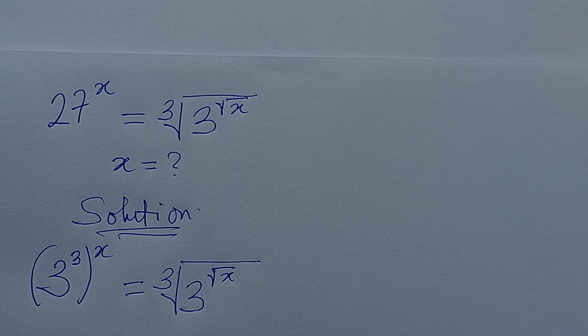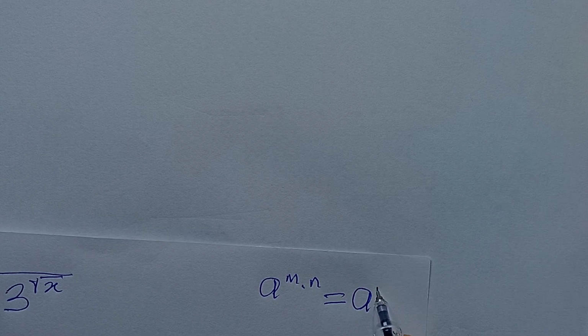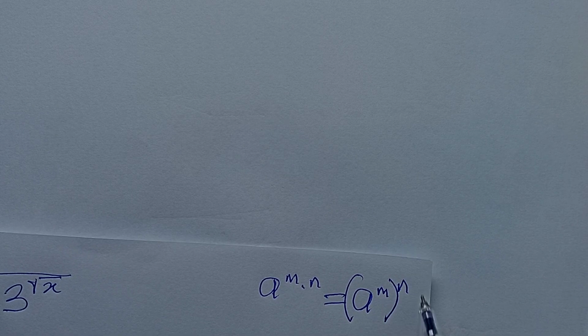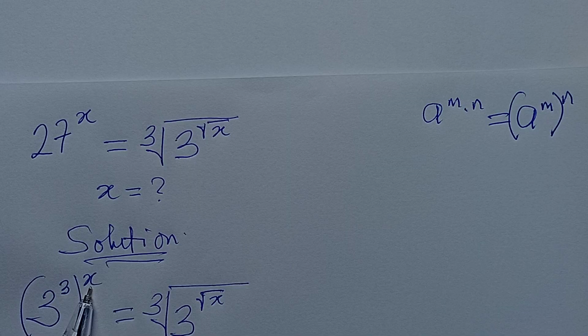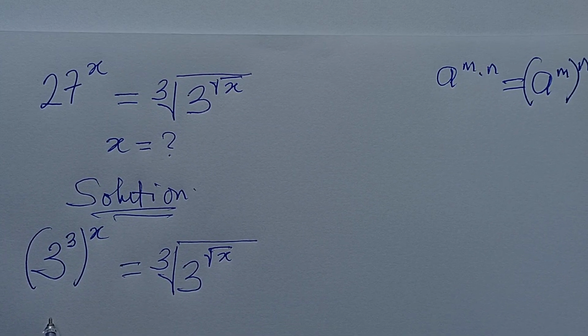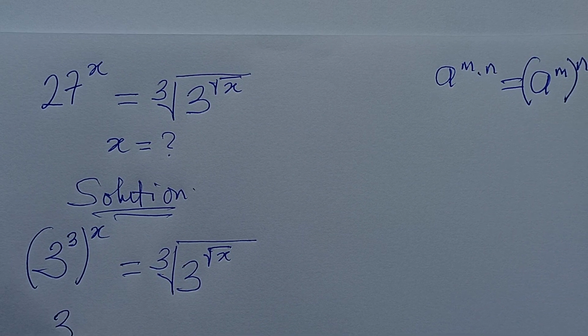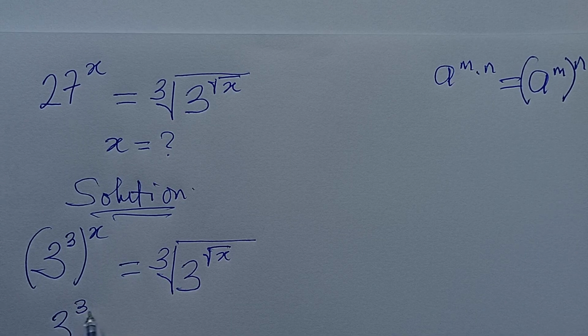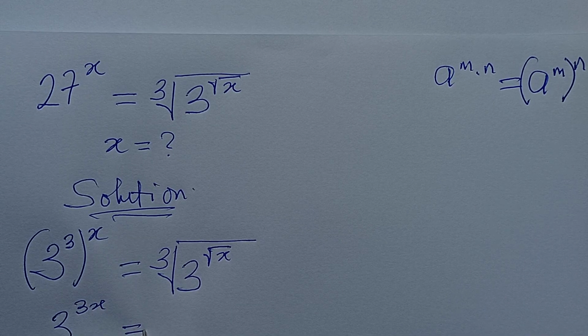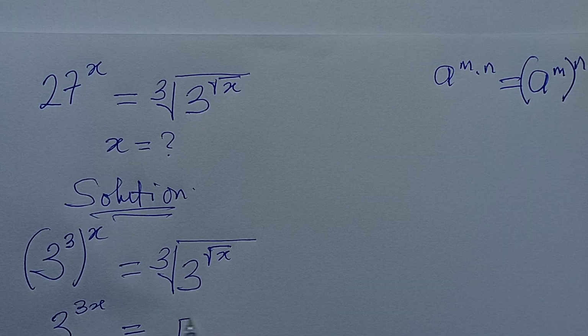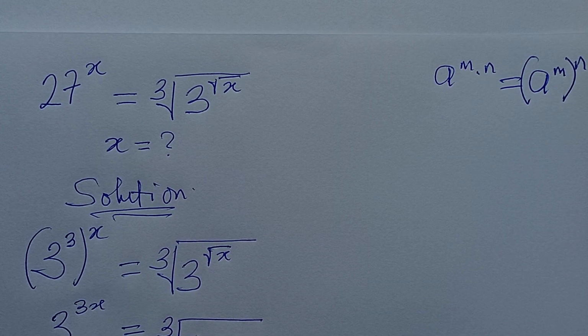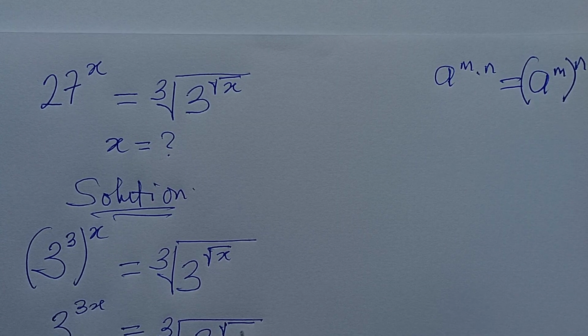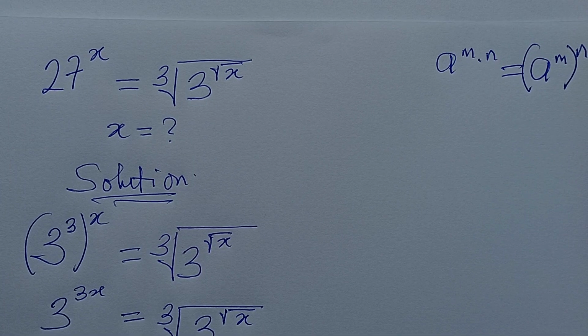Now we apply a law which says that a to the power of m times n is the same thing as a to the power of m, all raised to the power of n. So we can use this to multiply this. And so this is going to give us 3 to the power of 3x is equal to the cube root of 3, all raised to the square root of x here.